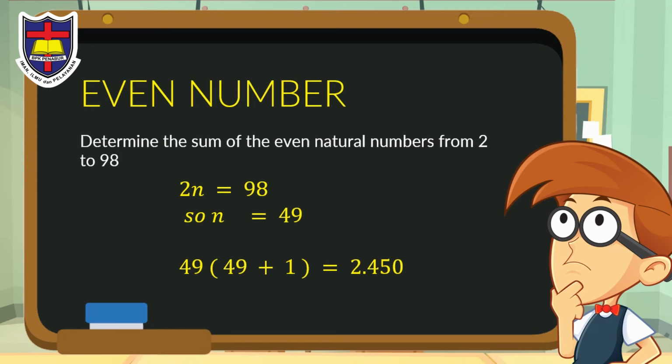So now we can determine the sum of it. We use n times n plus 1. So 49 times 49 plus 1. 49 plus 1 equals 50. So 49 times 50 equals 2450.